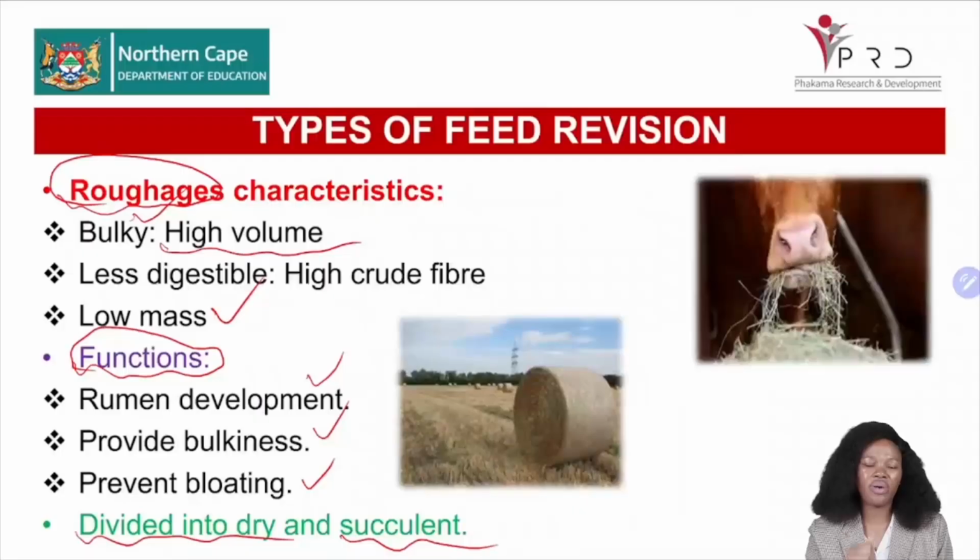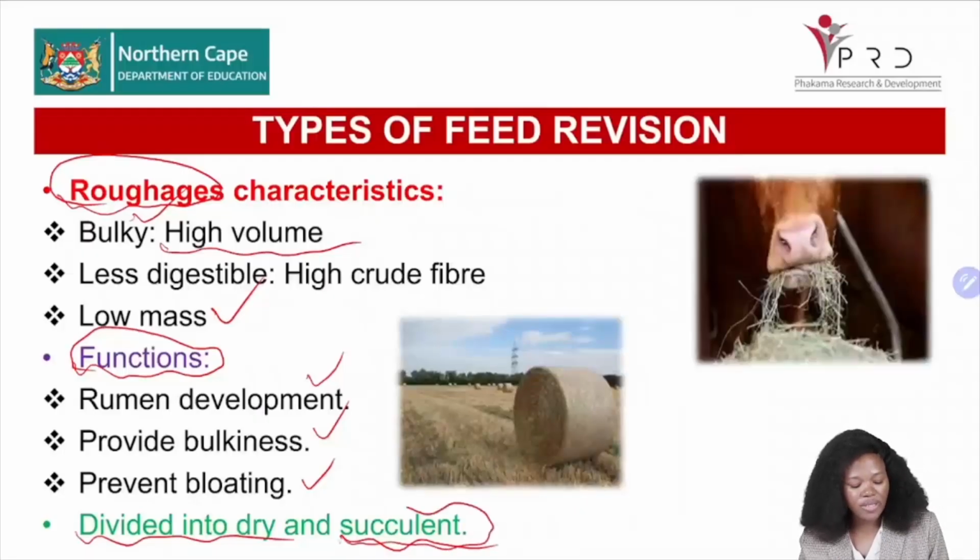But the succulent roughages have high moisture content as compared to the dry roughages. So succulent roughages have high moisture content, and dry roughages have less moisture content. When you identify them, succulent are more green in color, while dry roughages are more brown in color, due to the fact that succulent have more moisture content, and dry roughages have less moisture content.